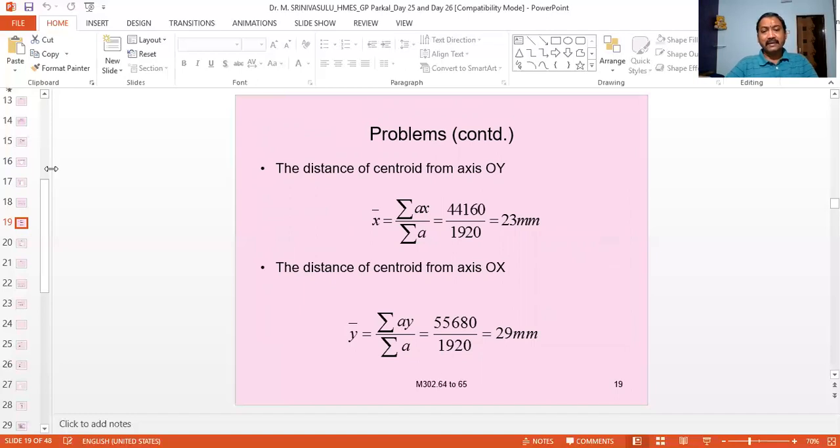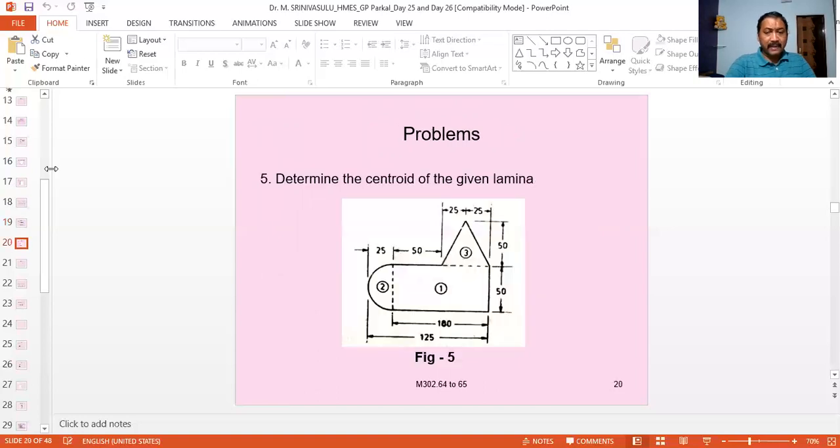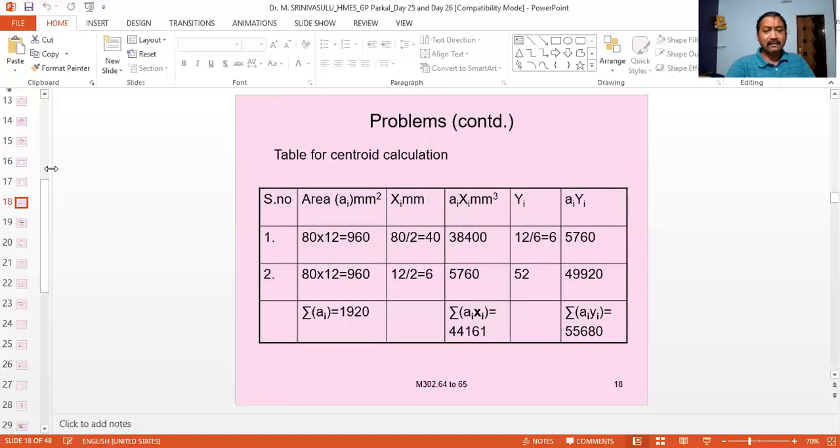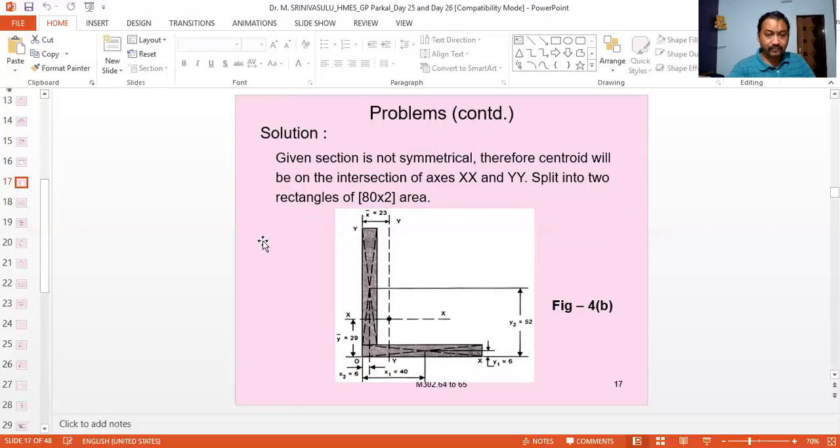44160 by 1920, it is equal to 23 millimeters, and the distance of the centroid from the x-axis, that is the y bar, is equal to sigma ay by sigma a, that is equal to 55680 by 1920, it is equal to 29 millimeters. So the x coordinate is 23 millimeters and the y coordinate is 29 millimeters. So here x is 23, and y is equal to 29.